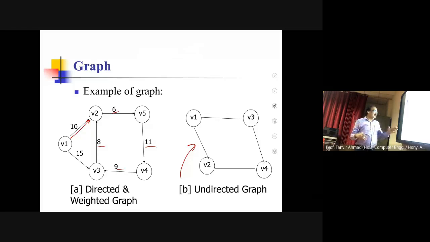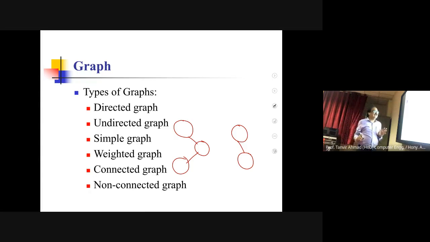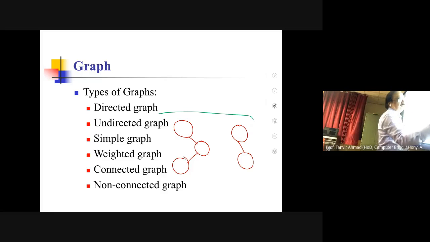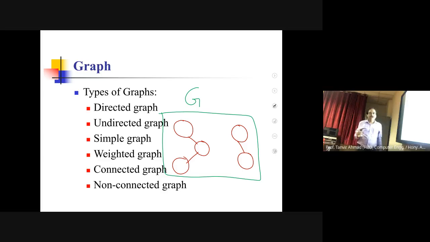Now this is the directed graph and the undirected graph which I talked about. Now, this is a directed graph. You already know an undirected graph, a simple undirected graph. Now, a connected graph is a graph where all the nodes are connected. Now I drew one more graph over here. Now this graph is a non-connected graph.